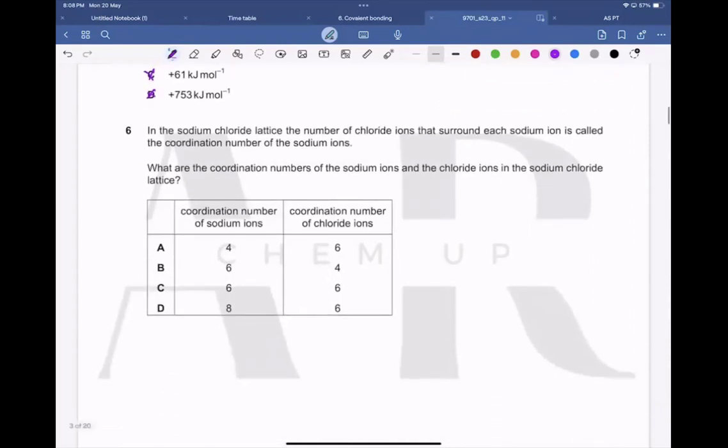Now, question number 6. In the sodium chloride lattice, the number of chloride ions that surround each sodium ion is called the coordination number of the sodium ions. What are the coordination numbers of the sodium ions and the chloride ions in the sodium chloride lattice?